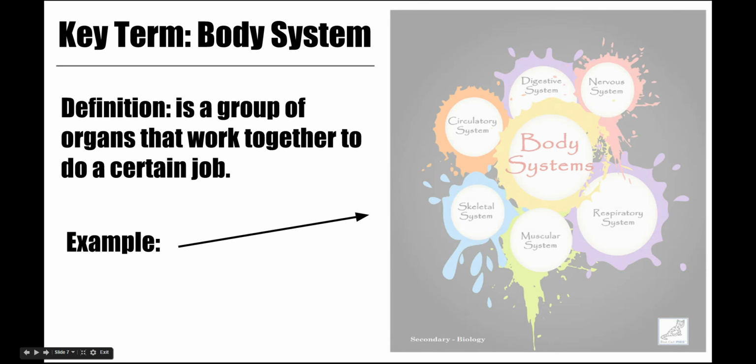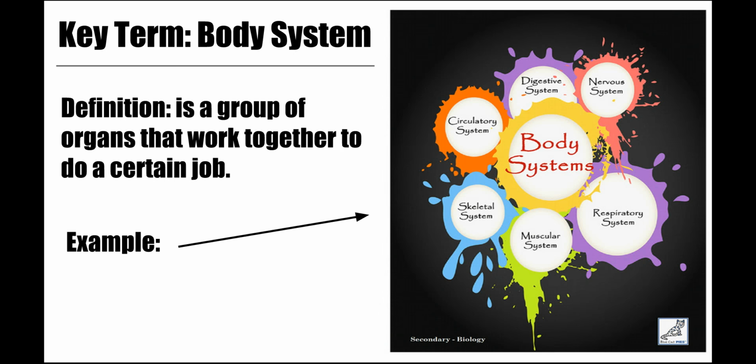Key term, body system. A body system can be defined as a group of organs that work together to do a certain job. And looking at the picture at the right, we can see that there are 6 different body systems: digestive system, nervous system, respiratory system, muscular system, skeletal system, and circulatory system. In the next 2 slides, we are going to take a closer look at each of these systems.